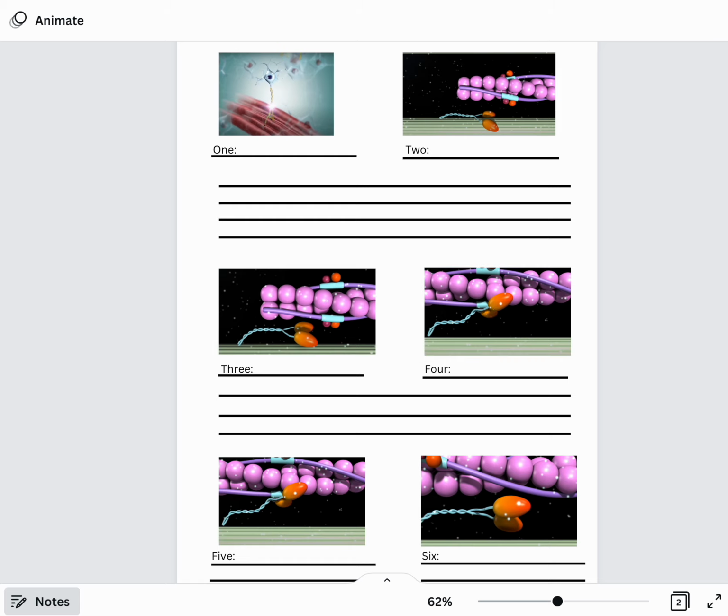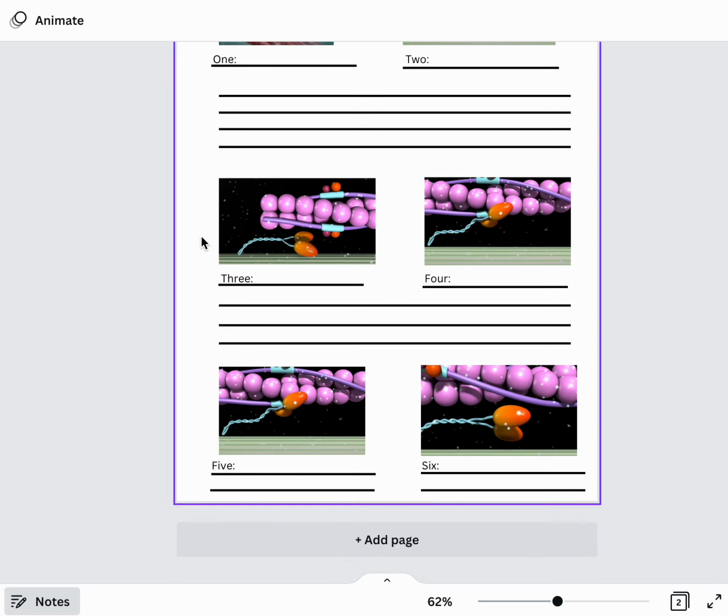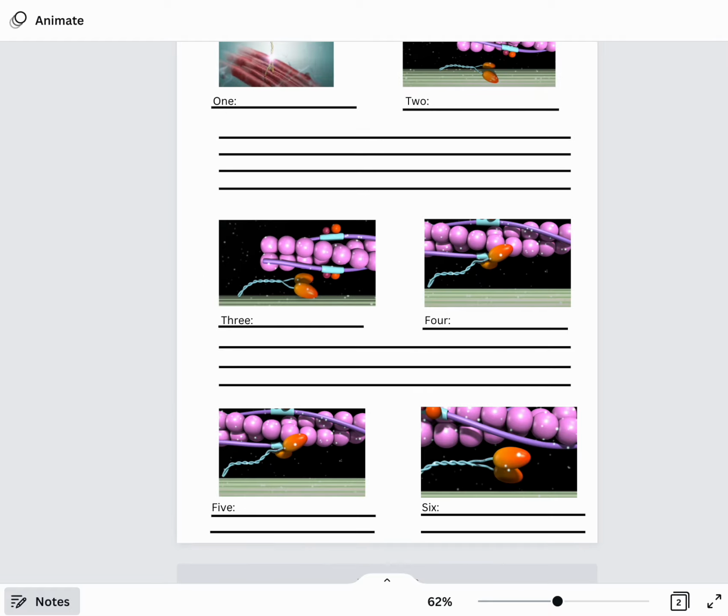So step 4 is a cross bridge is formed. Once the myosin head is bound to the actin, a cross bridge is formed. Step number 4, cross bridge is formed. Once a cross bridge is formed, we get to the actual contracting part, and that is step number 5. We want to note that number 1, energy is released. Where are we getting this energy from? We are getting this energy from ATP.